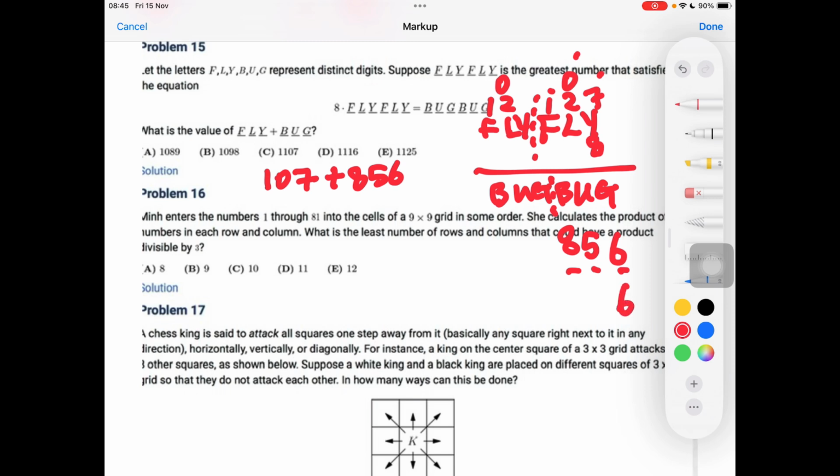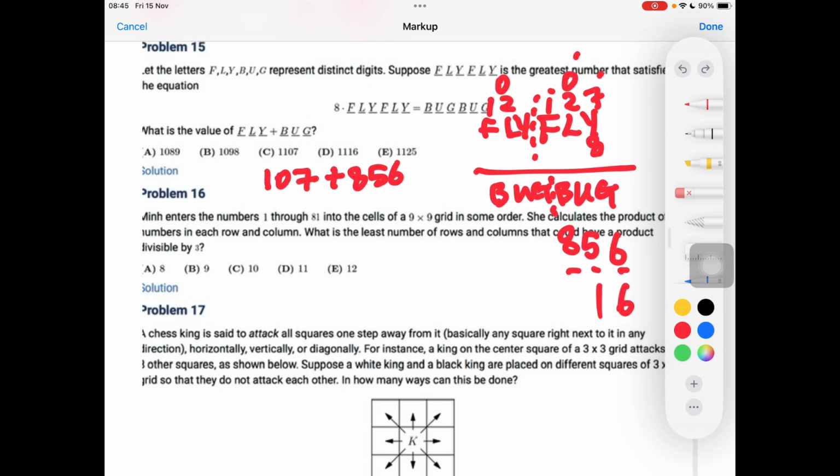So 2 times 8 becomes, because it has a 5 there. So now we have 1. So we have a repeat here. So this cannot be the answer. So this is the one.